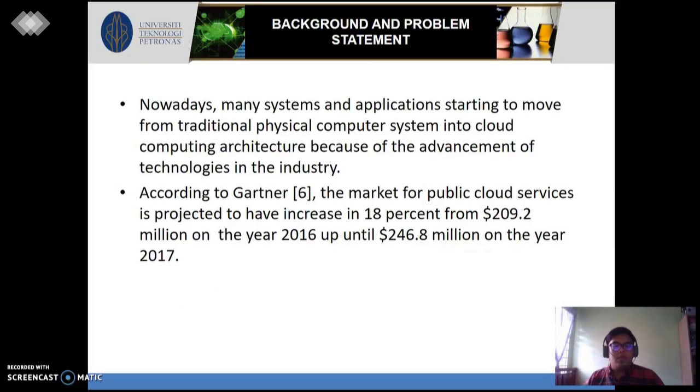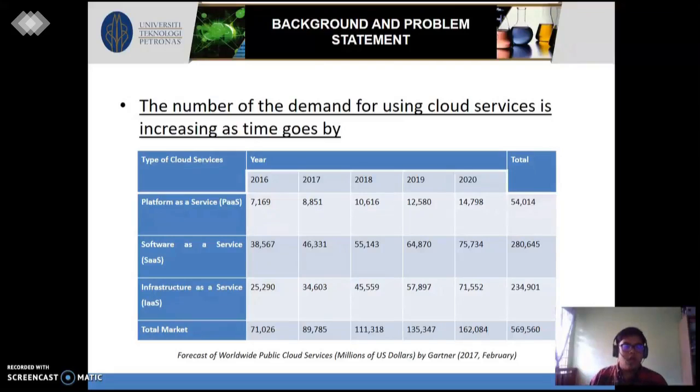Today, as we know, many systems and applications are starting to move from traditional physical computing systems into cloud computing architecture because of the advancement of technology in the industry. According to Gartner, the market for public cloud service is projected to have increased by 18% from 2016 up until 2017. As we can see here, from 2016 to 2020, Gartner has forecasted the market for cloud computing will be increasing across the years.